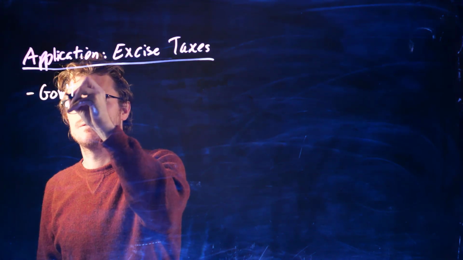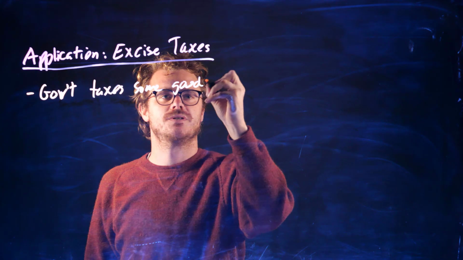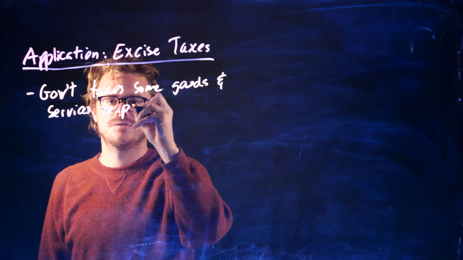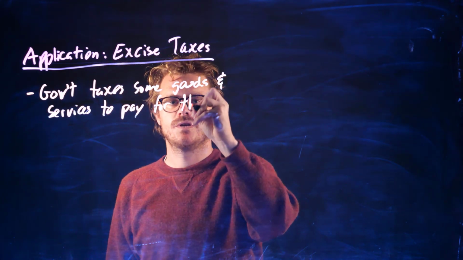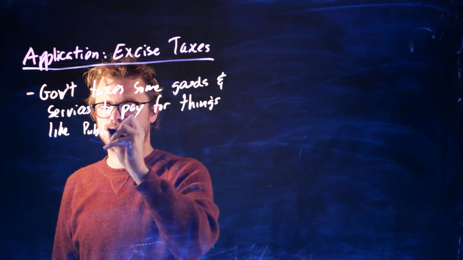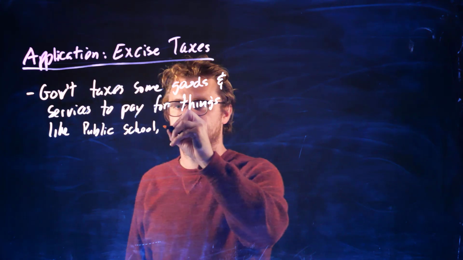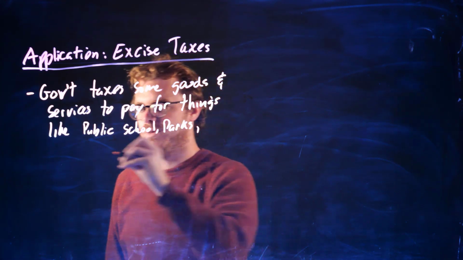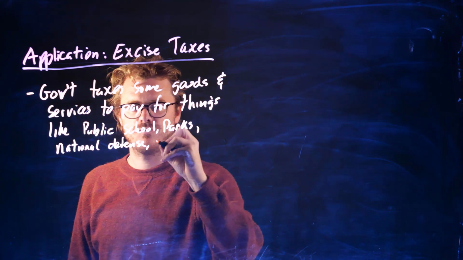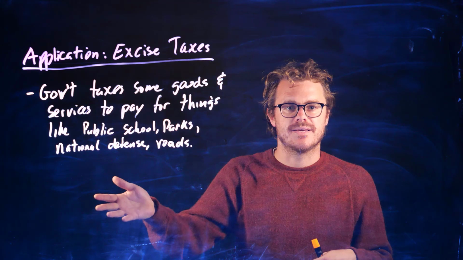So the government taxes some goods and services to pay for things like public school, parks, playgrounds, things like that, national defense, roads. So they tax goods and services to raise money to pay for these things.